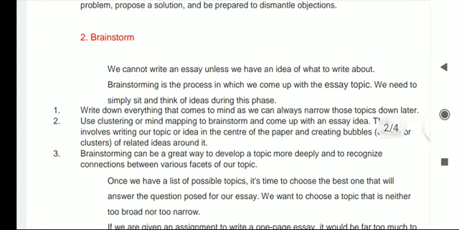Now brainstorm. This is the second step. We cannot write an essay unless we have an idea of what to write about. Brainstorming is the process in which we come up with the essay topic. We need to simply sit and think of ideas during this phase.